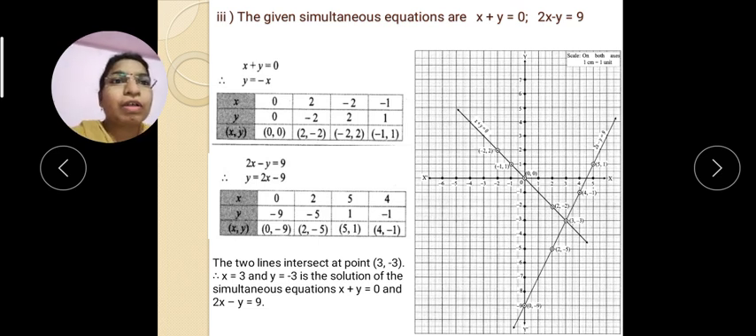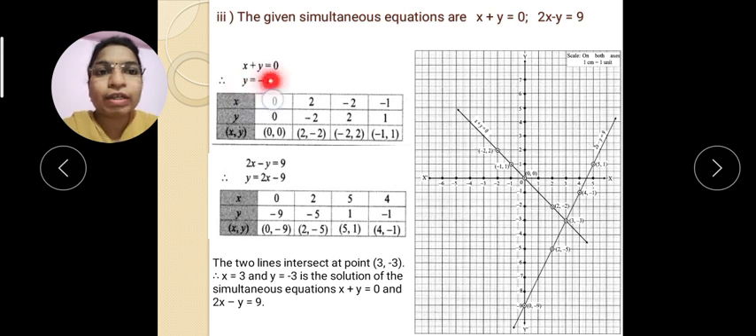Okay. Now listen, students. What is the third equation? It is given x plus y is equal to 0. The other equation of the pair is 2x minus y is equal to 9. Then x plus y is equal to 0. Choose the value of x, substitute in the equation, and you will get the value of y. Before choosing the value of x, firstly isolate the equation, meaning find y is equal to minus x. Whatever the value of x, the negative of it is your y value.